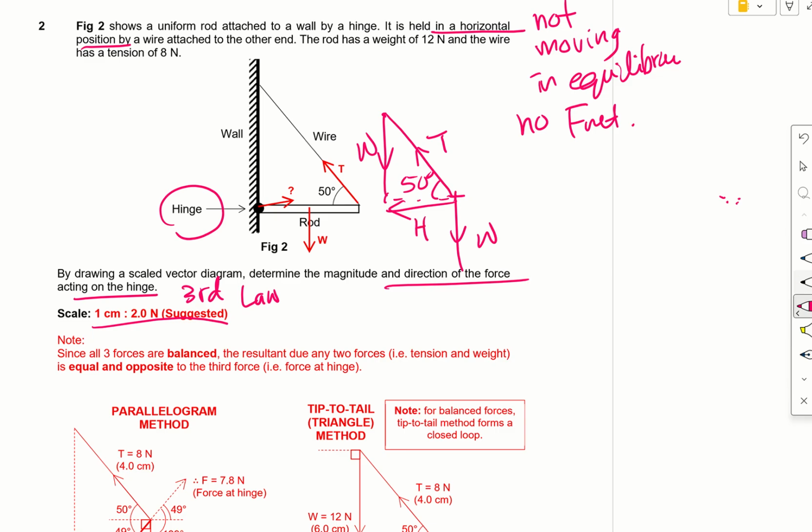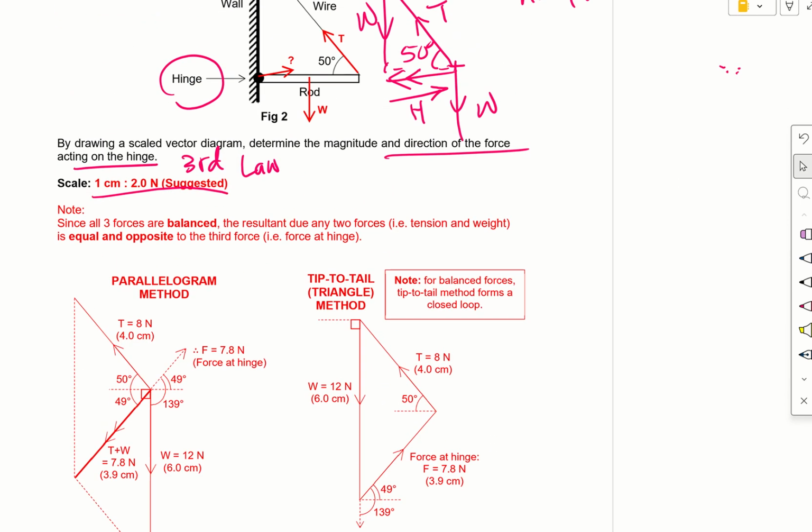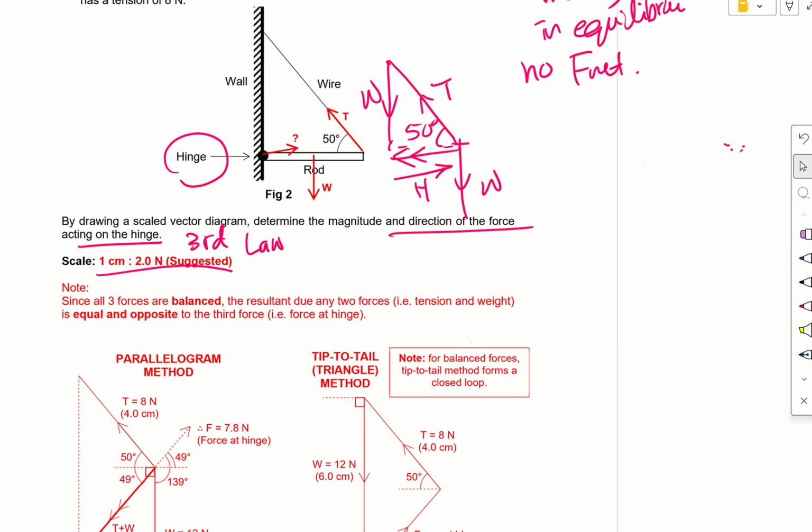Sorry, this is the resultant force of T and W, right? So that means the force that the hinge exerts on the rod must be equal and opposite to the resultant force of T and W. So I'll call it H. But they now want the direction of the force acting on the hinge.